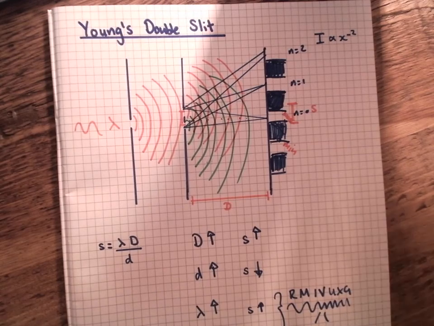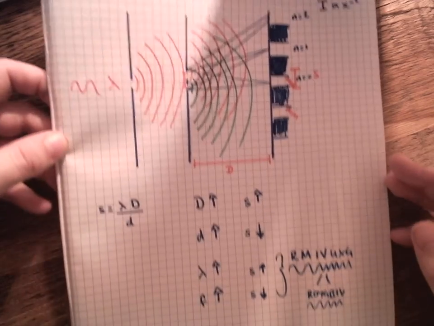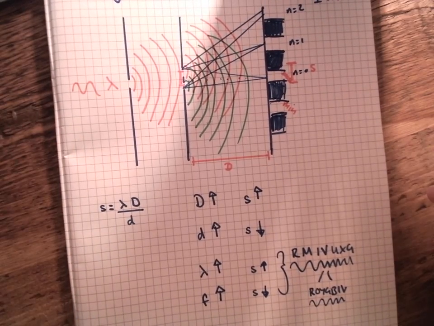And I think that's about it in terms of Young's double slit and types of questions they could ask you. If you have any other questions or you want me to do a little bit more detail, please let me know.